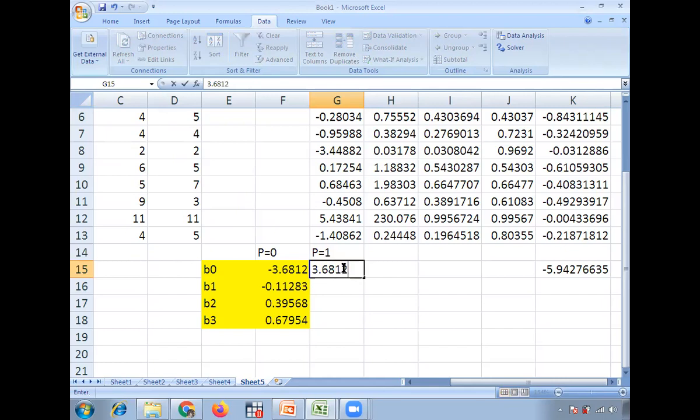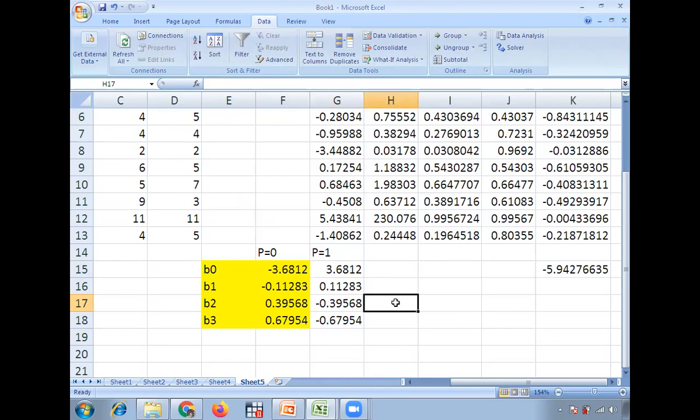3.6812. Now we are reversing the sign. Then 0.11283, right? Then 0.39568, right? Then 0.67954. And in these two cases, we haven't reversed the sign, so let us reverse it. From plus, it becomes minus. Similarly over here, from plus, it has to become minus. In that way, now we can relate the coefficients with the probability of the event happening.